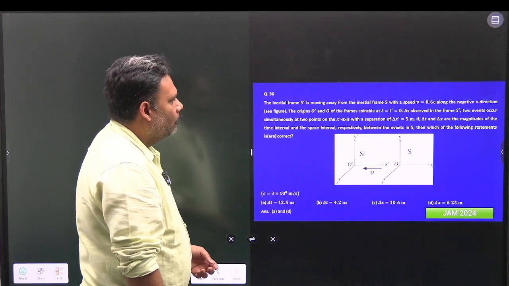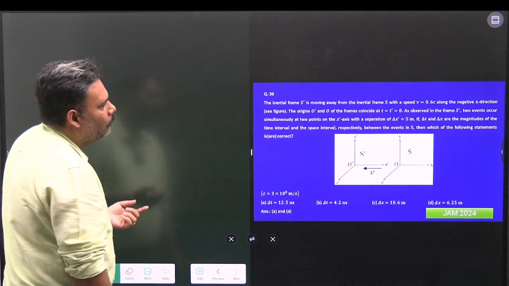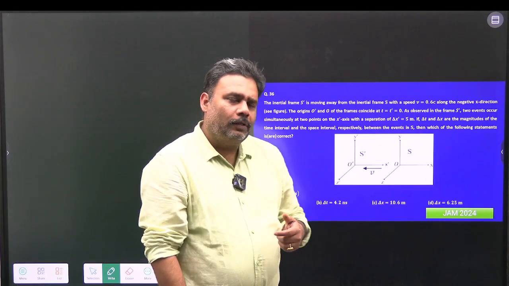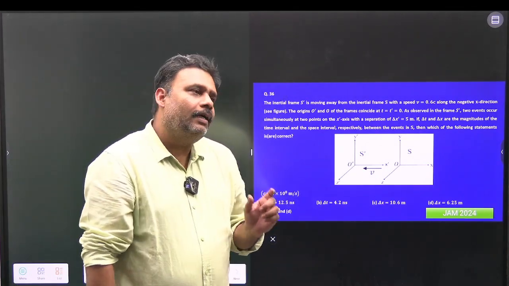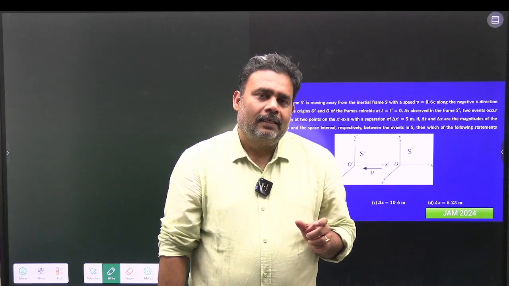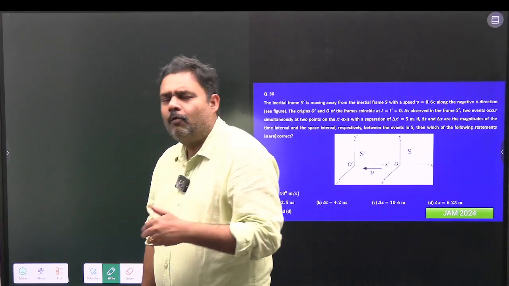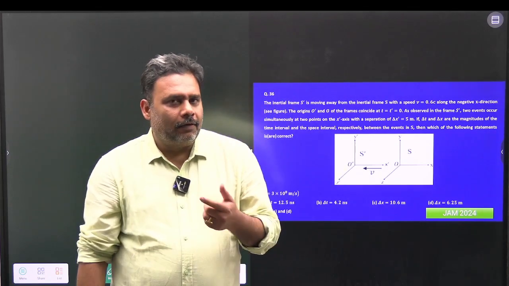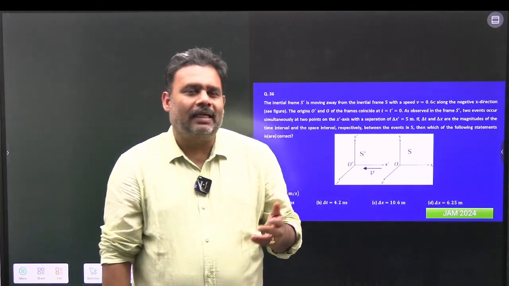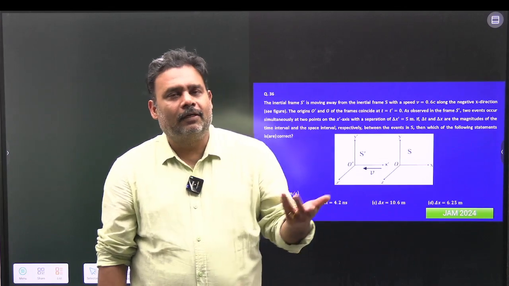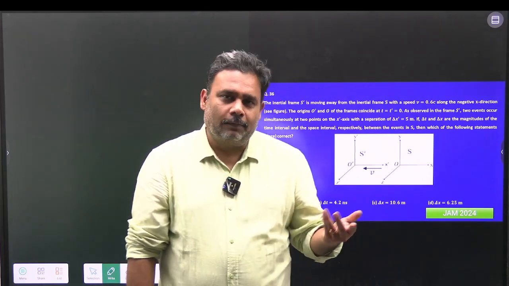With respect to S dash, two events are going to happen, and the events are simultaneous but at a separate distance with respect to S dash. So what will be the time interval for those events with respect to S, and what will be the distance interval with respect to S? We have to calculate that.